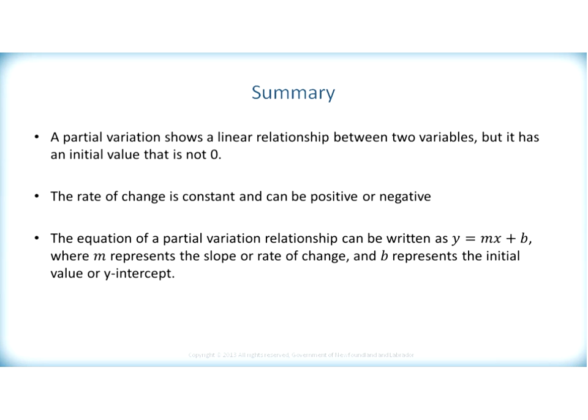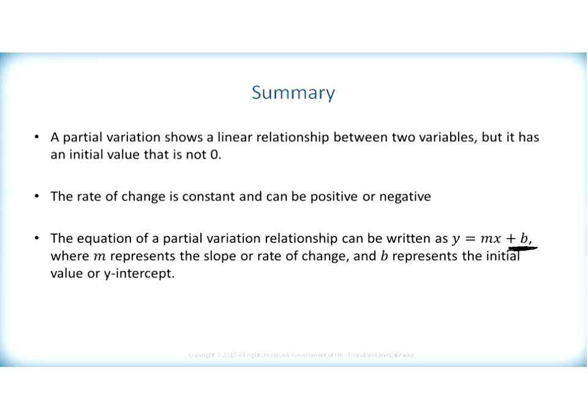In this case, we saw a negative rate of change, right? It went down by 3 centimeters every minute. And lastly, the equation of a partial variation relationship can be written as y equals mx plus b. This is different than the direct variation in that we have this additional term, plus b. M represents the slope, or rate of change, and b represents the initial value, or the y-intercept.